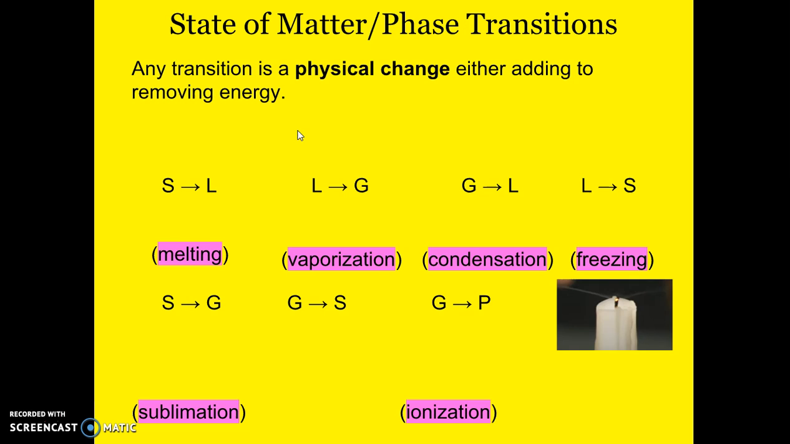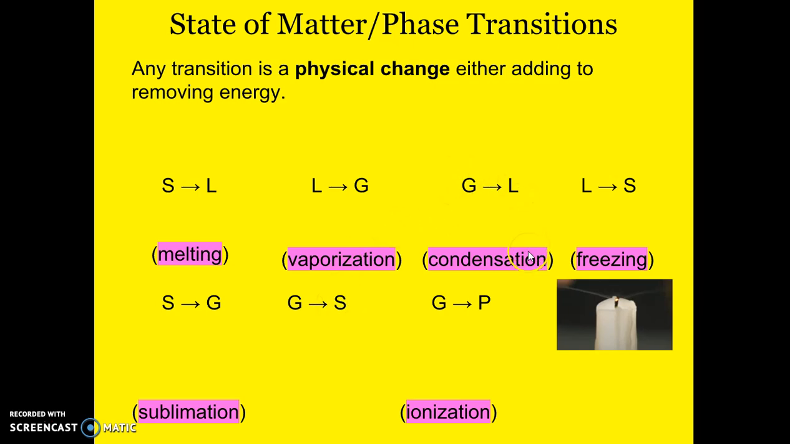We're going to do an activity with phase transitions or phase changes, but I would hope that this is something that you guys already know, at least most of them. So going from a solid to a liquid is what we call melting. Going from a liquid to a gas is vaporization, so it's becoming a vapor. You might also see that as boiling.